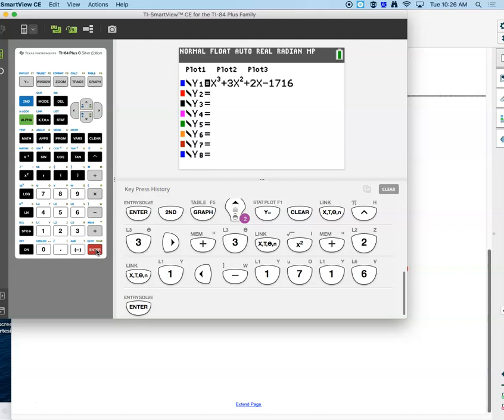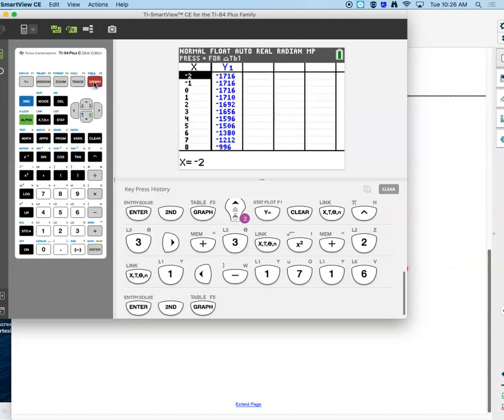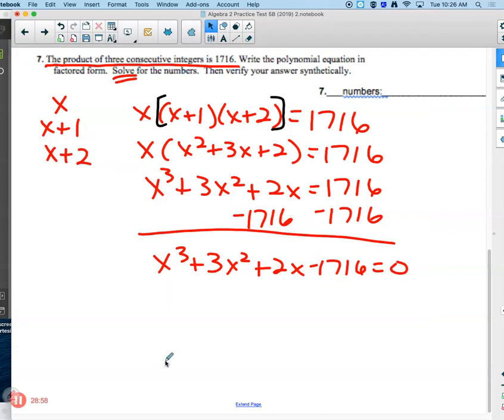Second table, so second graph. What are we looking for? A 0 in the y, okay? Don't see it yet, but it looks like it's getting closer. Ooh, there's one. So the first number is 11. What are the other 2? 12 and 13. They have to be consecutive integers, one right after another.